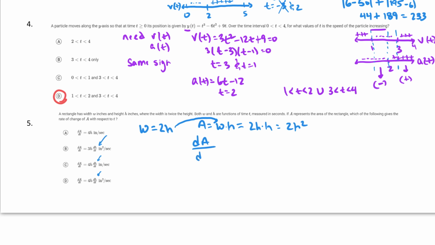Now taking this derivative with respect to time will give me 4h dH dt, and this is in inches squared per second, and that matches up with answer choice D.